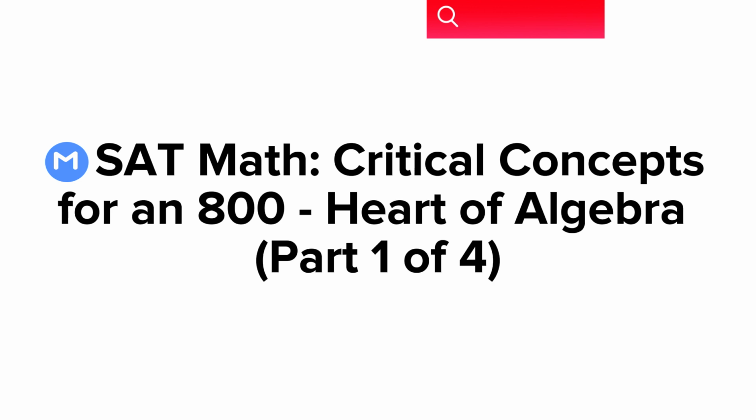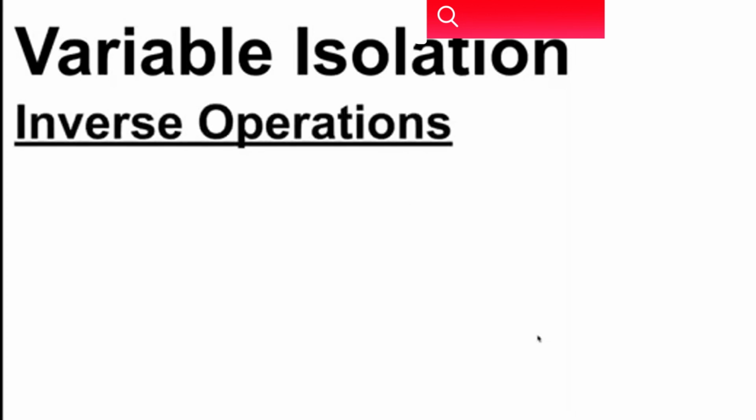The first thing that we need to understand is that this entire section, and really every section, is all about variable isolation. So when we think about variable isolation, we think about getting the variable by itself so that we can actually solve for the value of the variable. And we do this utilizing something called inverse operations, which essentially means opposite operations.